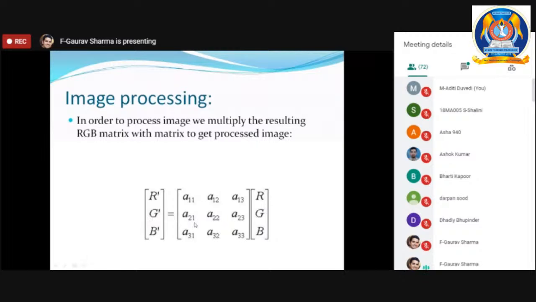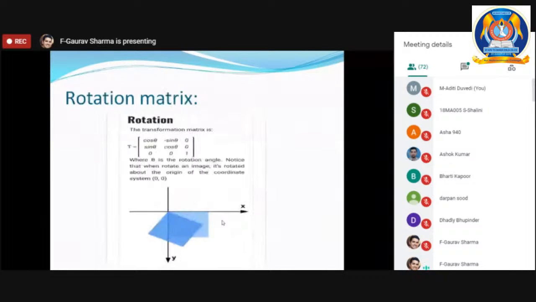Now, what is this matrix? This is the editing of this matrix, editing of the original matrix. Now, what do we want to do? See what happens. If I want to rotate this matrix, I will just multiply RGB with this matrix, cos theta, minus sin theta, 0, because this is nothing but a rotation, as we have already discussed.